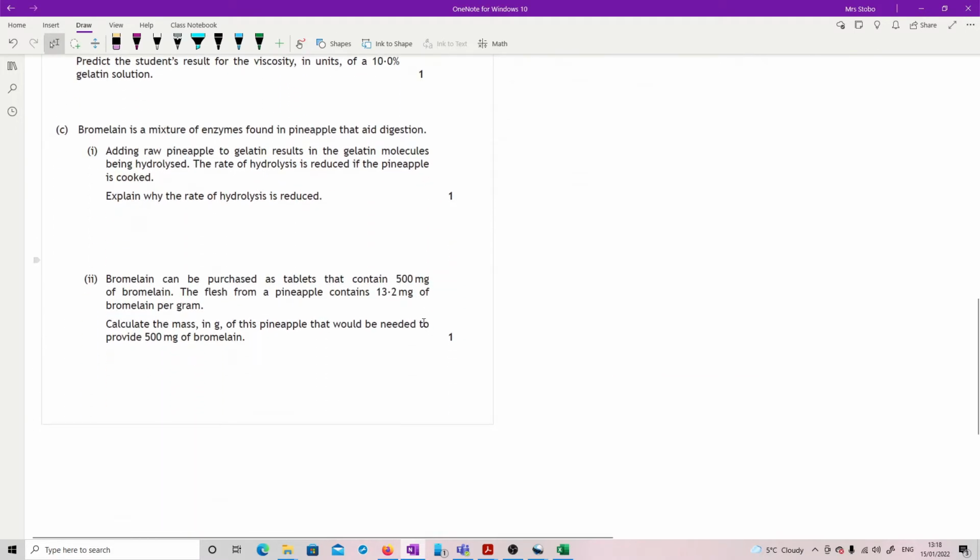Bromelain is a mixture of enzymes found in pineapple that aid digestion. Adding raw pineapple to gelatin results in the gelatin molecules being hydrolyzed. The rate of hydrolysis is reduced if the pineapple is cooked. Explain why the rate of hydrolysis is decreased.